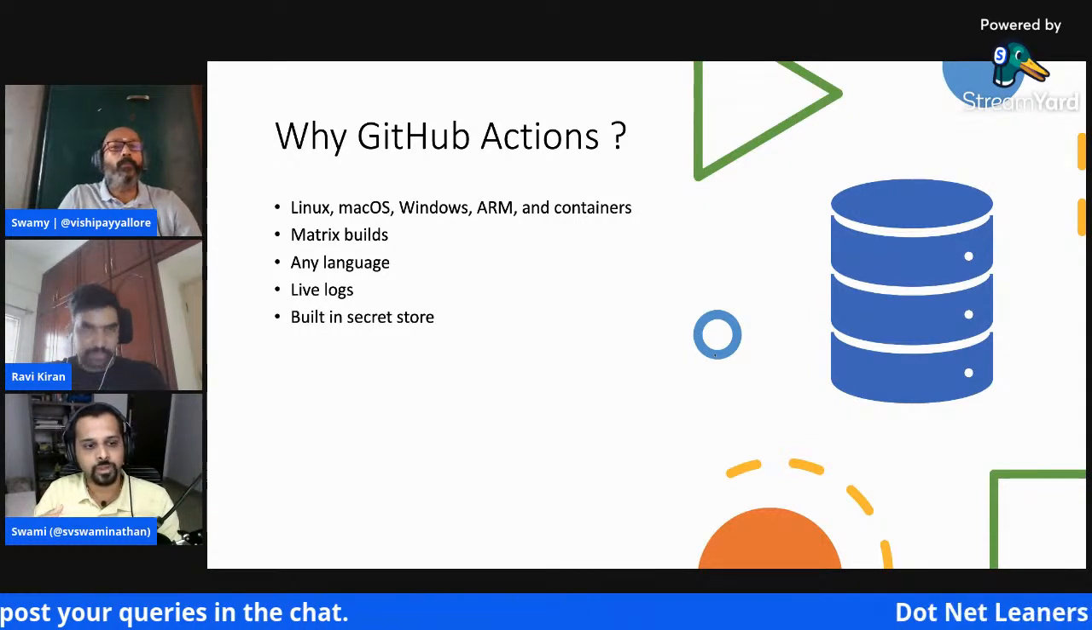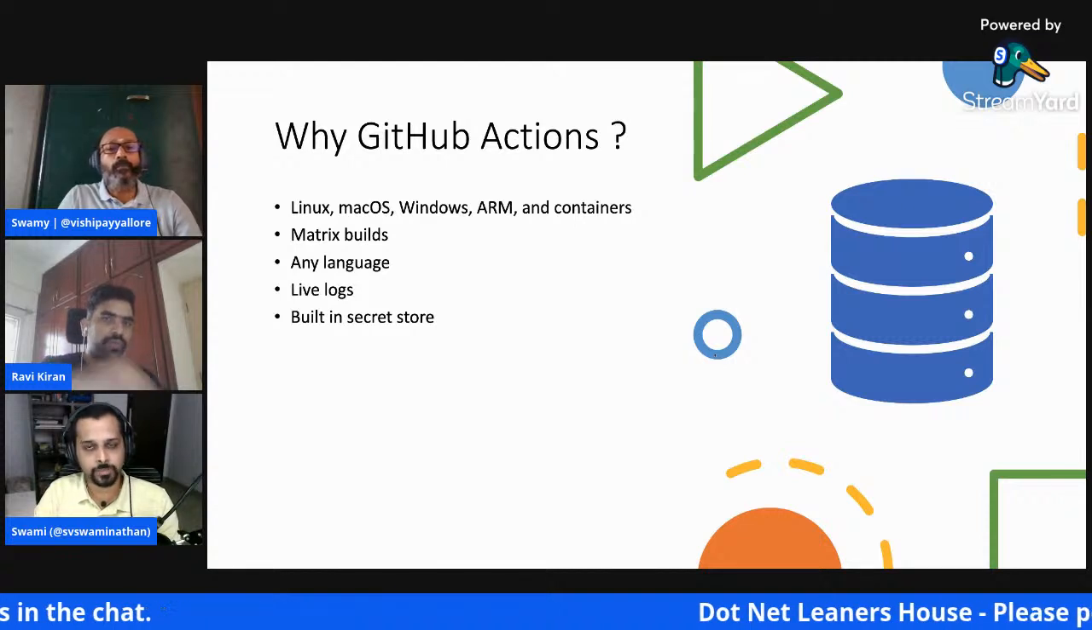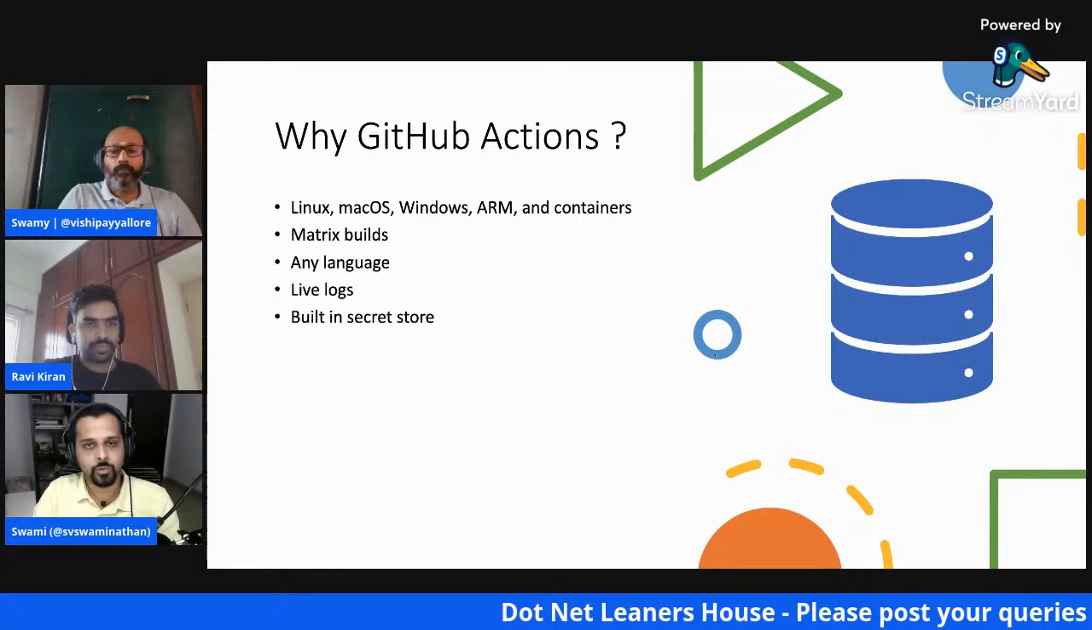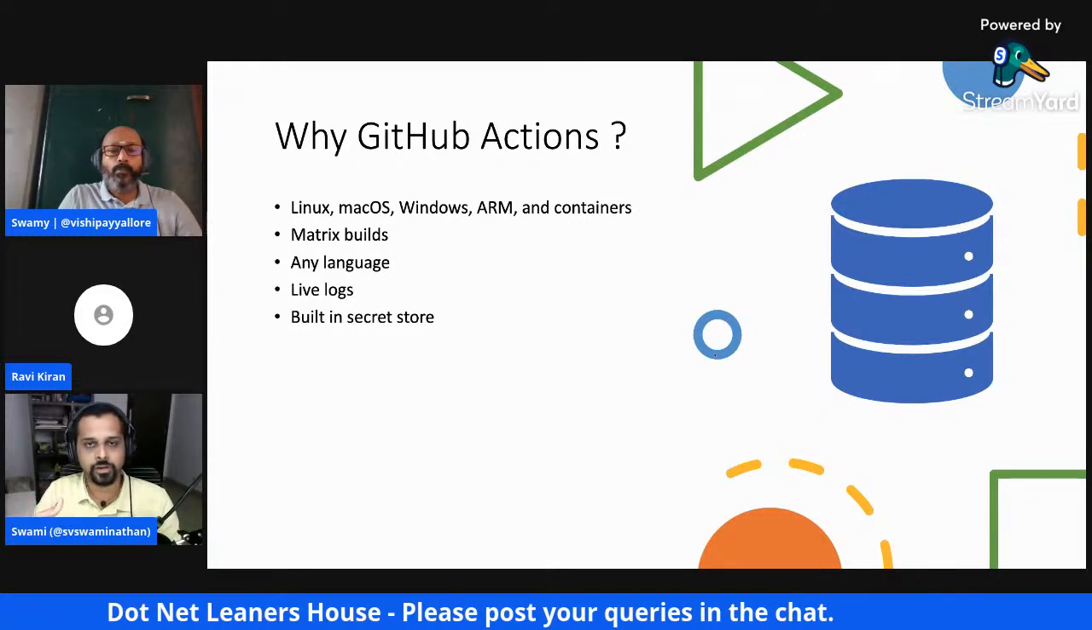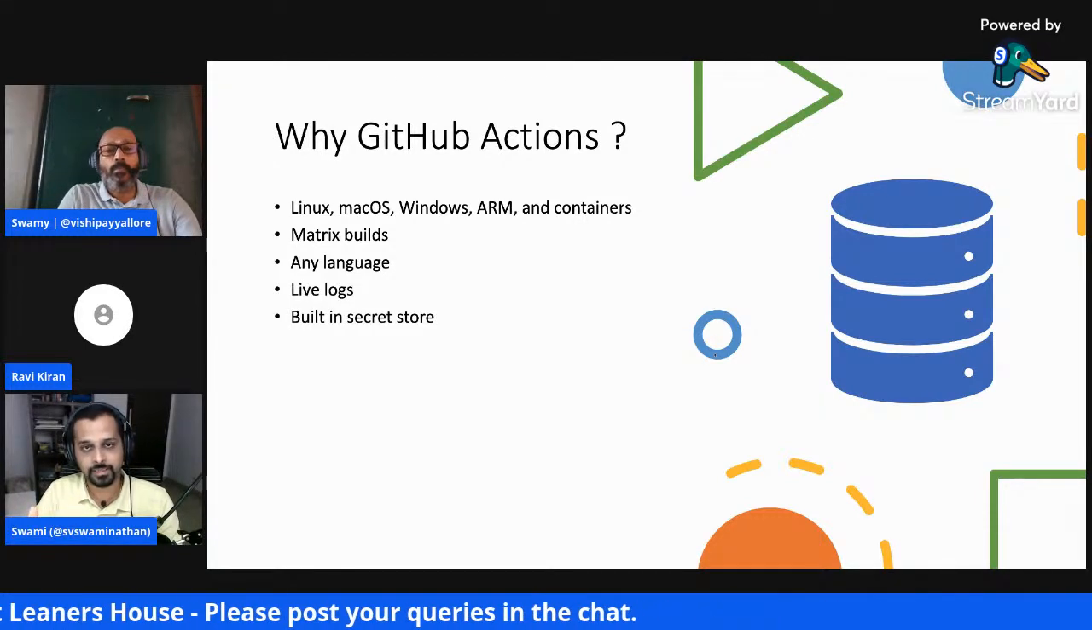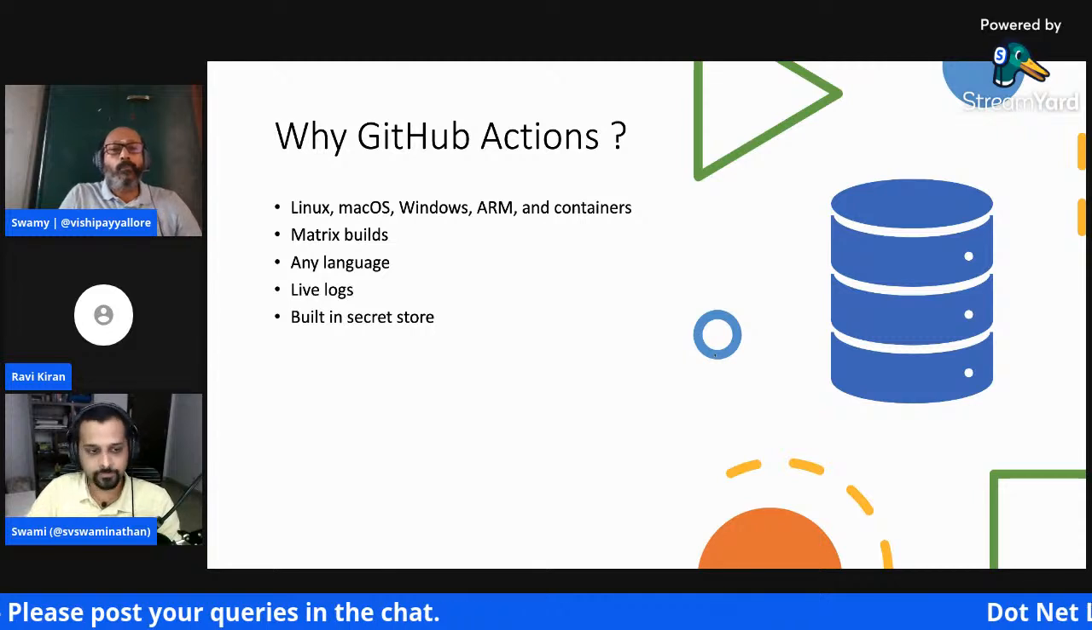You also need to maintain those connection settings, or the published profiles as we call them in the .NET world, right? How do you store them? Where do you store them? You don't have to really store them anywhere else and then import them. GitHub by itself has a built-in secret store which we can leverage.